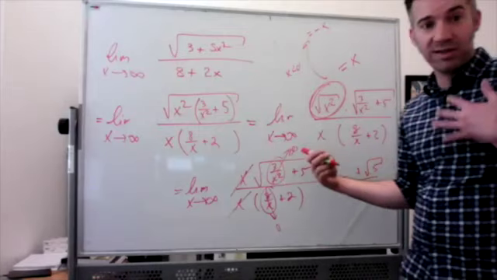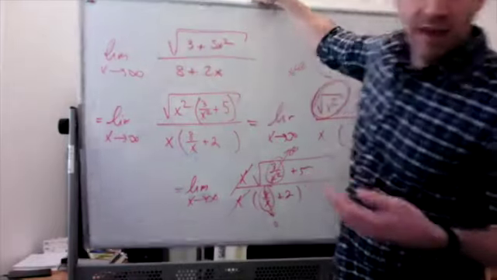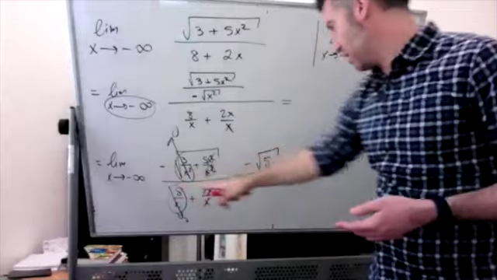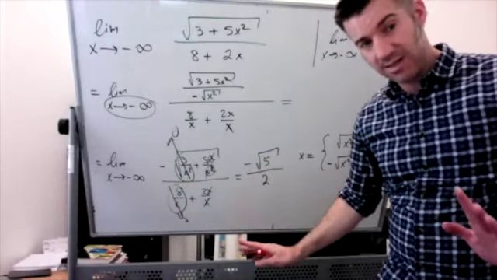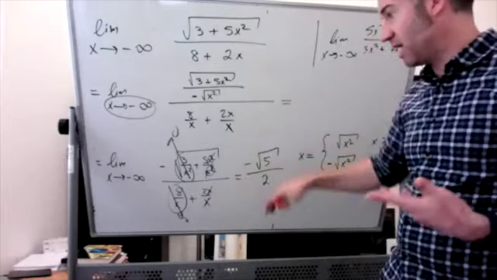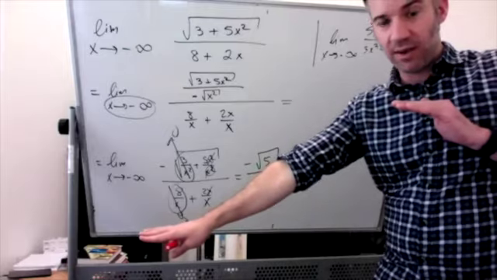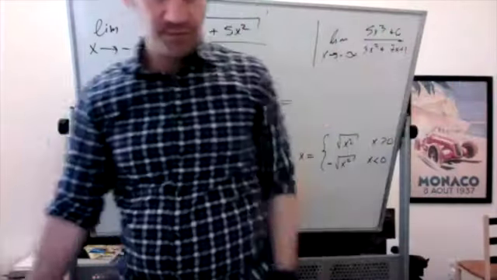So typically for ones like this where you have a square root of x squared, the limit to infinity and the limit to negative infinity end up having opposite signs from each other, which means this function would have two different horizontal asymptotes. Negative square root of 5 over 2 to the left and positive square root of 5 over 2 to the right, which is kind of weird.